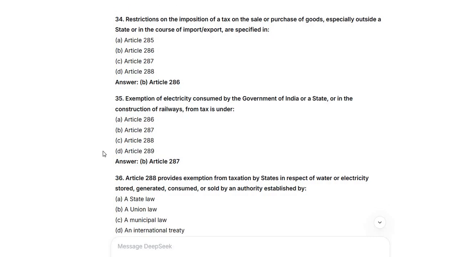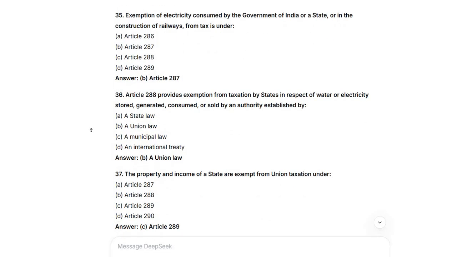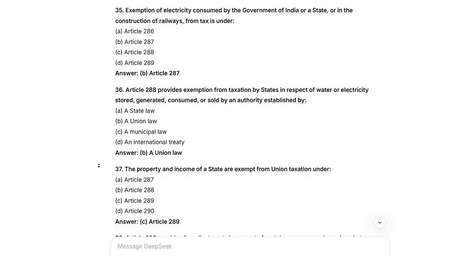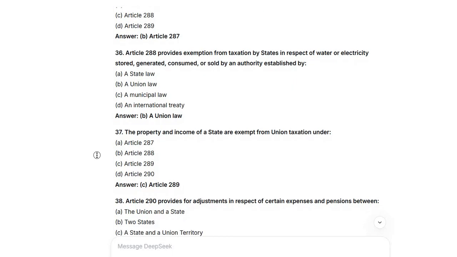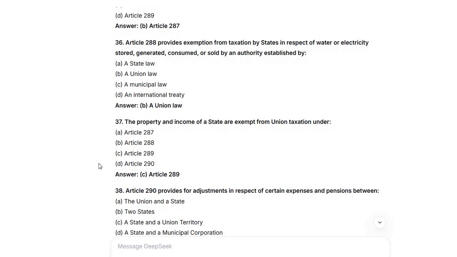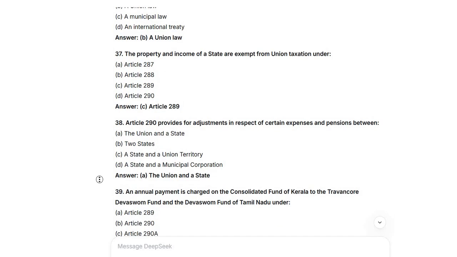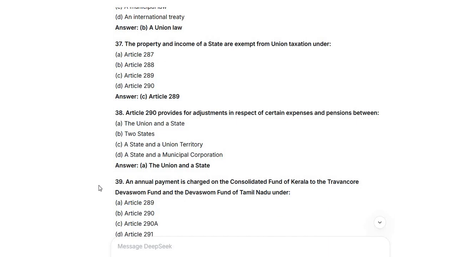consumed, or sold by an authority established by a union law. 37. The property and income of a state are exempt from union taxation under Article 289. 38. Article 290 provides for adjustments in respect of certain expenses and pensions between the union and a state. 39. An annual payment is charged on the Consolidated Fund of Kerala to the Travancore Devaswom Fund and the Devaswom Fund of Tamil Nadu under Article 290A.